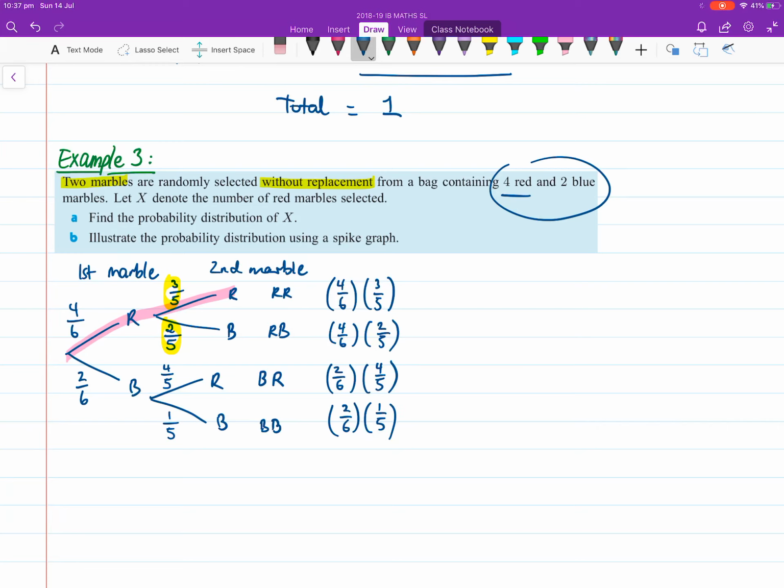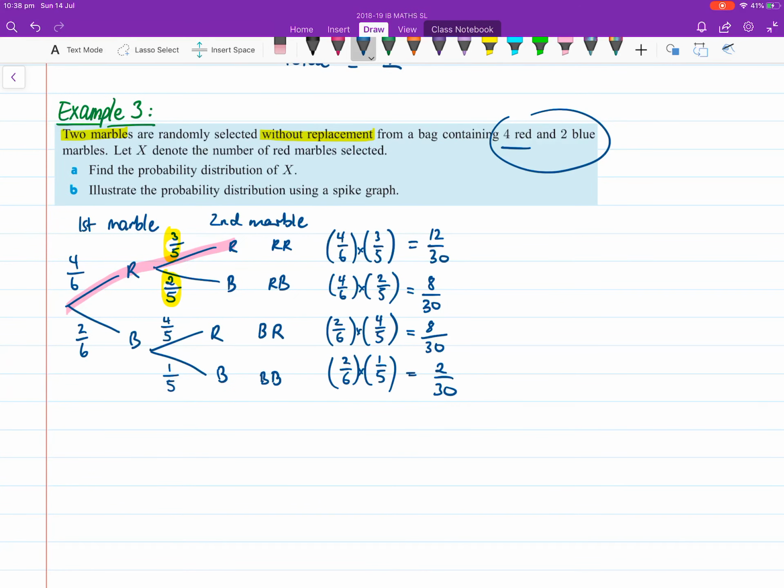Okay, let me quickly, actually I don't need to calculate, I could do this. Because if I multiply that, that'll be 12 on 30, won't it? That'll be 8 on 30. Yeah, just multiplying fractions. Top times top, bottom times bottom. That's all I'm doing. Okay, so I get 8 on 30, 2 on 30. Okay, that looks good.